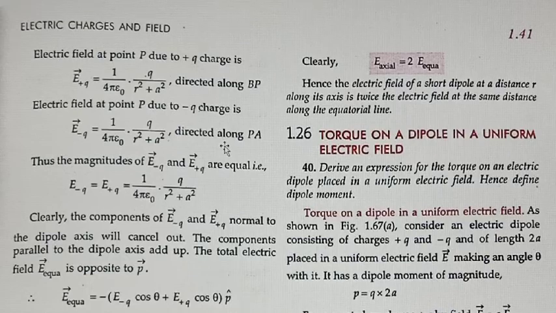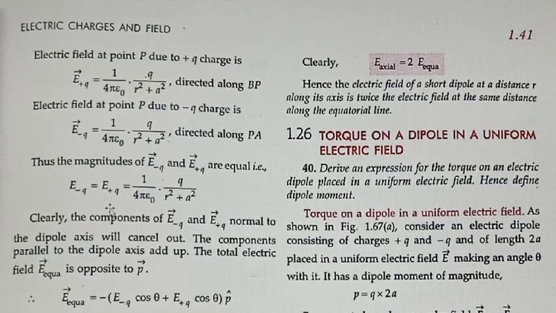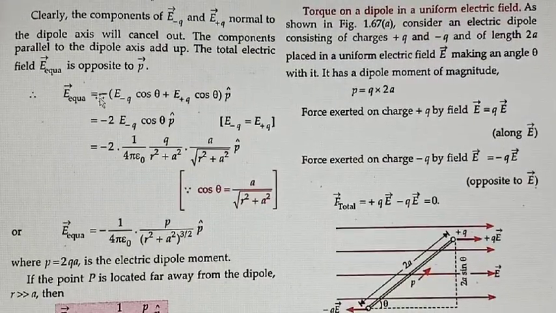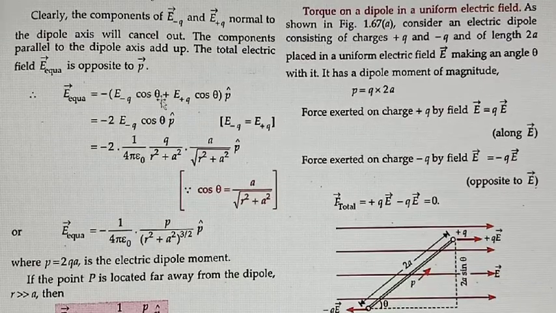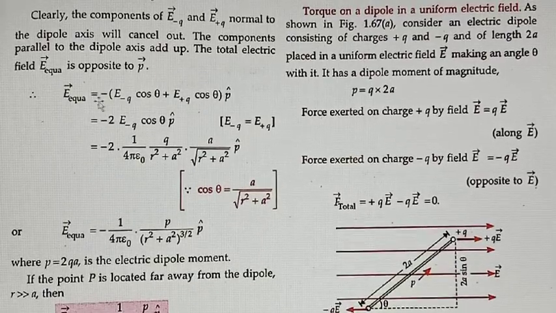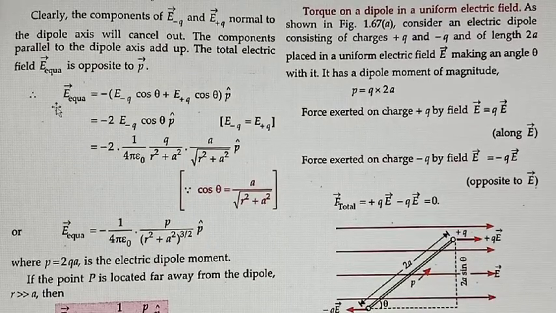E minus Q directed along PA, then E minus Q plus Q is equal to this, using the notation for electric field at a point due to a point charge, 1 by 4 pi epsilon naught Q by R square, the formula we have used. So you can see net field E equatorial is equal to E minus Q cos theta plus E plus Q cos theta P cap. This minus sign is appearing because the direction of the resultant electric field is opposite to the direction of dipole moment.